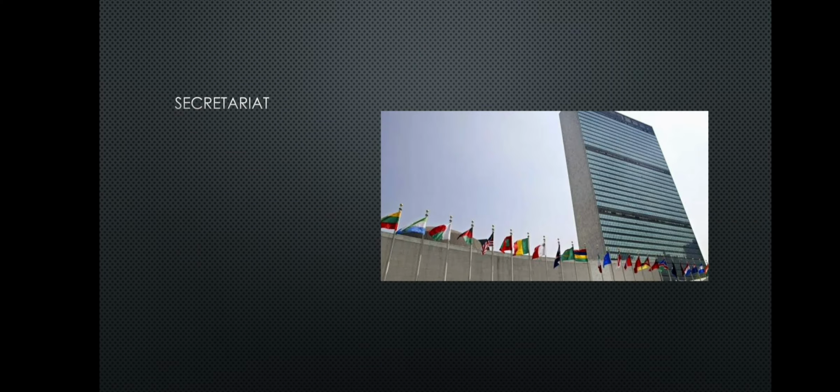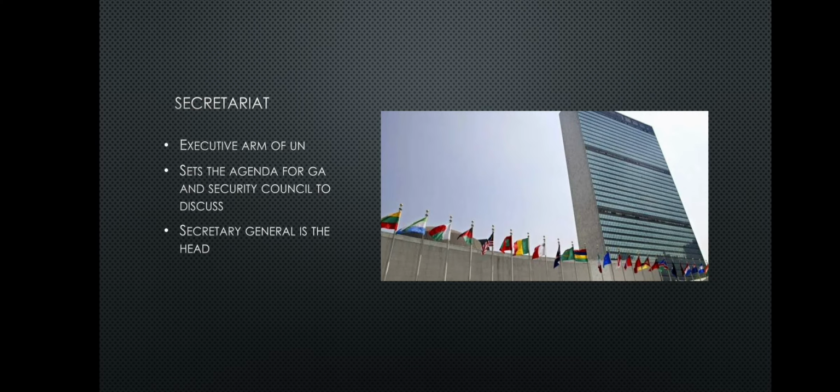Up next is the UN Secretariat. This is the executive arm of the UN. It sets the agenda to be discussed by the deliberative and decision-making bodies of the UN like the General Assembly, Security Council, Economic and Social Council, and oversees the implementation of the decisions made by these bodies.